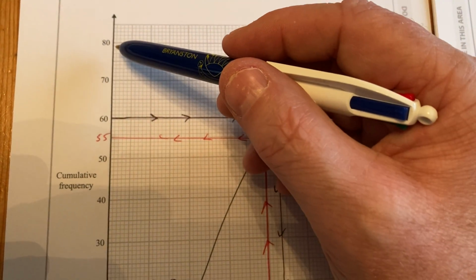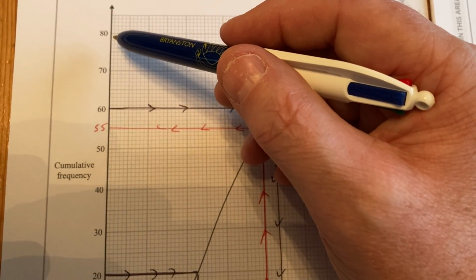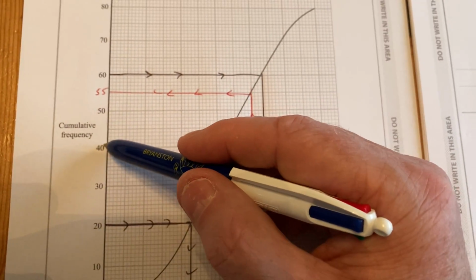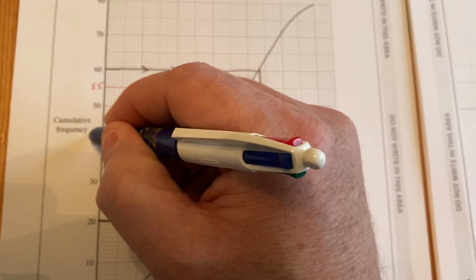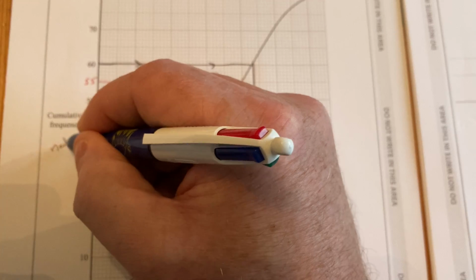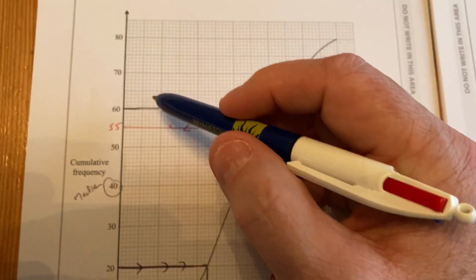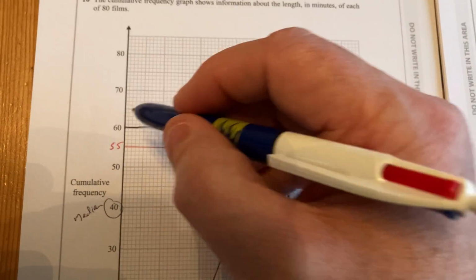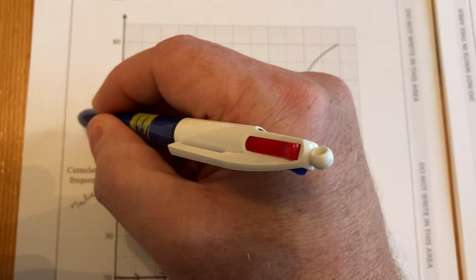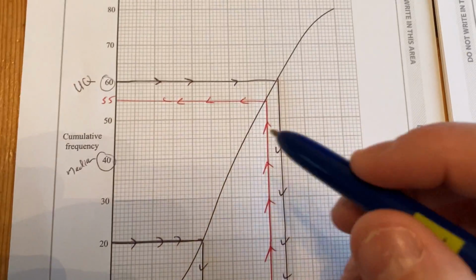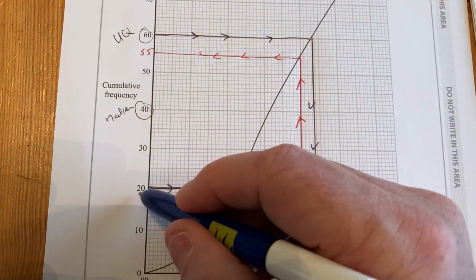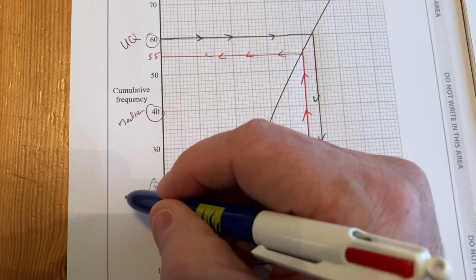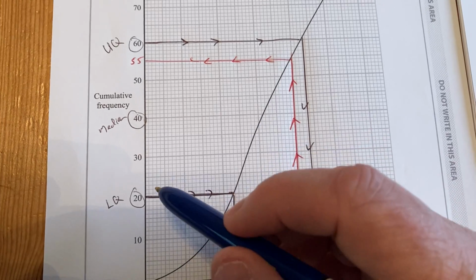So if we've got 80 films, the halfway film would be the 40th film, which would be our median. The upper quartile is 3/4 of 80, so the 60th film would be our upper quartile, and the lower quartile would be 1/4 of 80, which is 20.